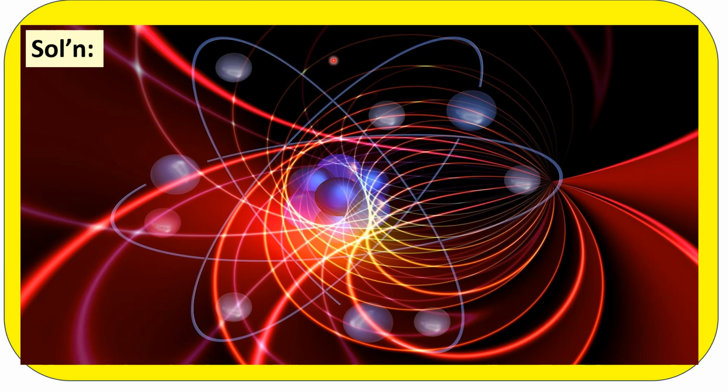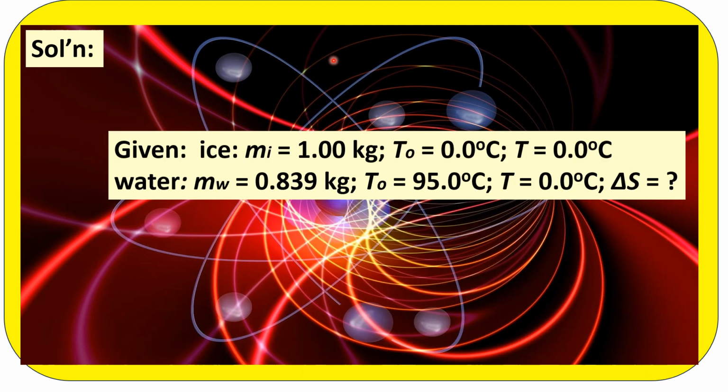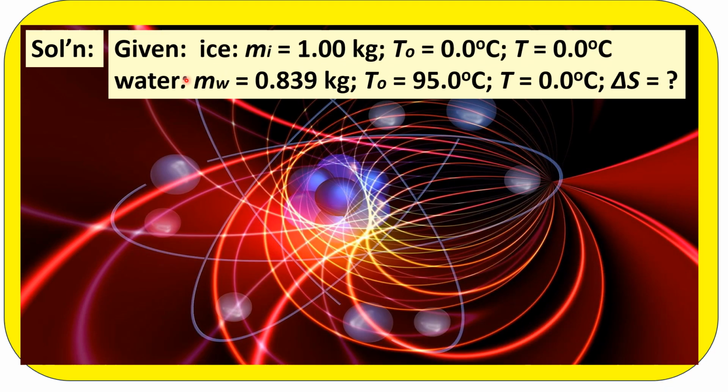For our solution to this problem, we identify the given quantities. For the ice, we are given the mass equal to 1.00 kilogram. Its initial temperature T0 is 0.0 degrees Celsius. During melting, the temperature of the ice remains constant, so we can say that the final temperature is also equal to 0.0 degrees Celsius. In the case of water, its mass is given 0.839 kilograms at an initial temperature T0 equal to 95.0 degrees Celsius.